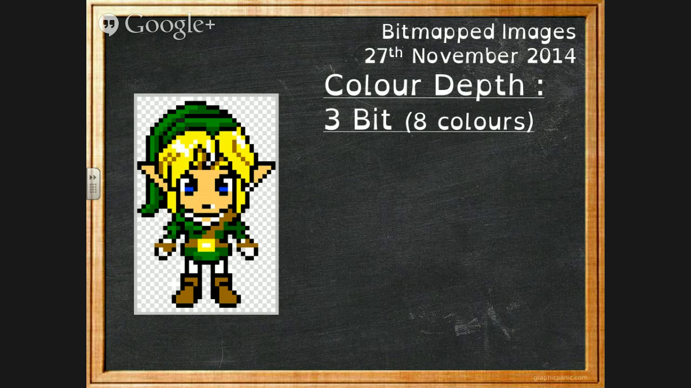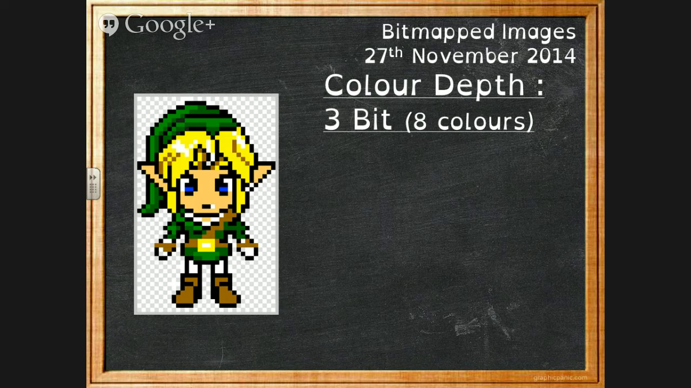Okay, we've made it even more colourful. It actually looks like a picture now, nearly. This is a 3-bit color, which means I now have 8 colors. How does that work? 2 to the power 3.